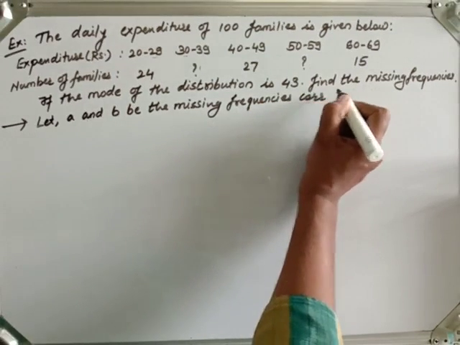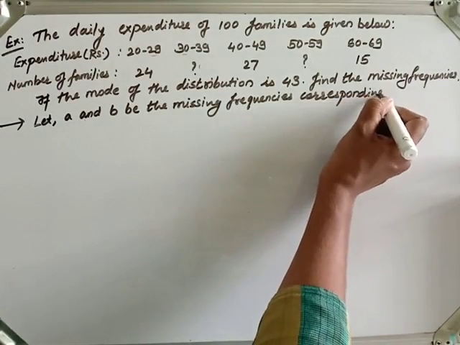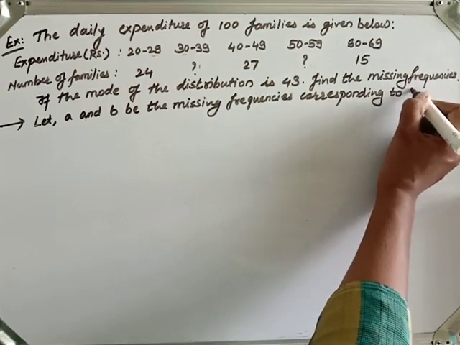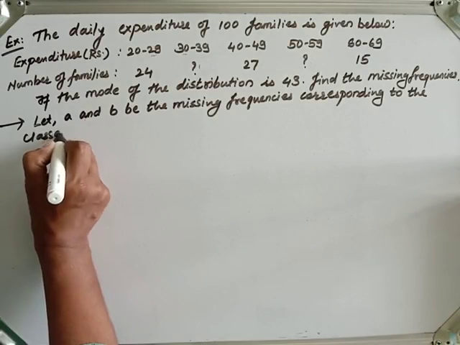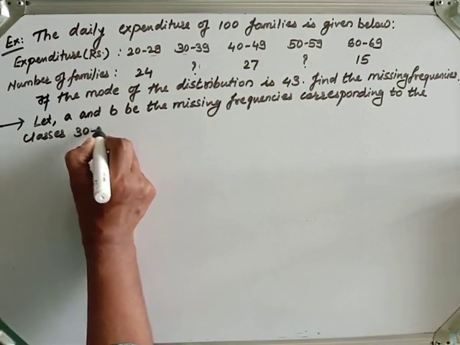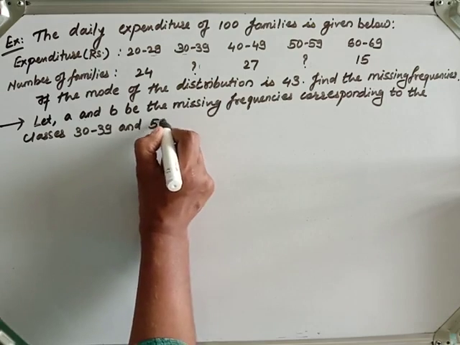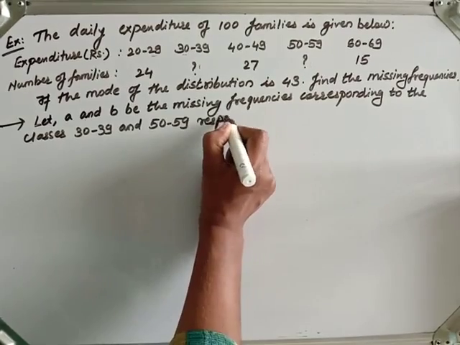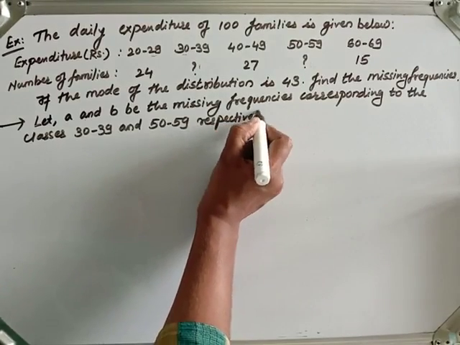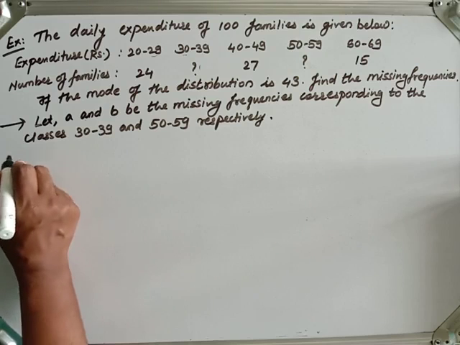Corresponding to the classes, which classes? 30 to 39 and 50 to 59 respectively. Fine. So now let me make the continuous data first.